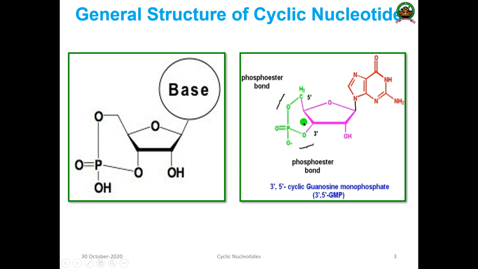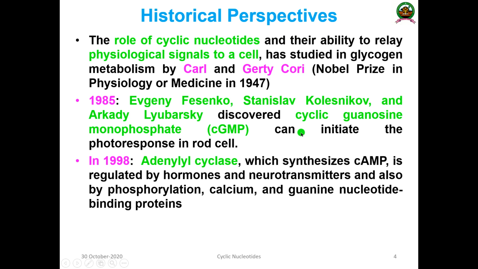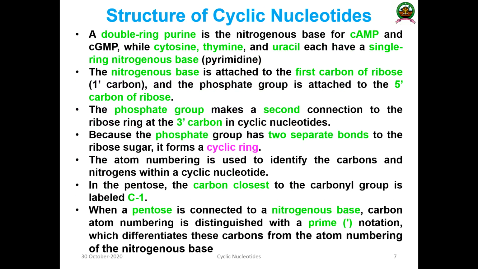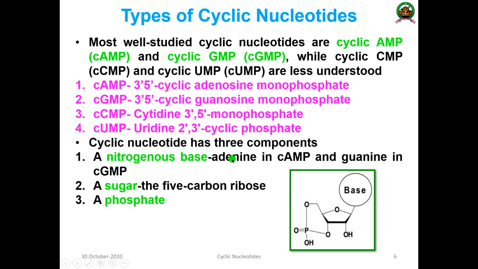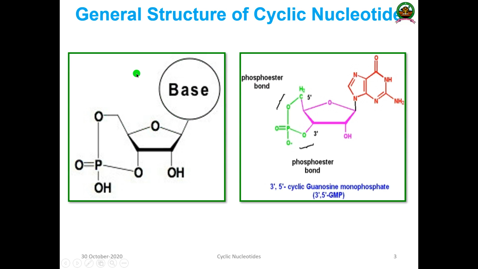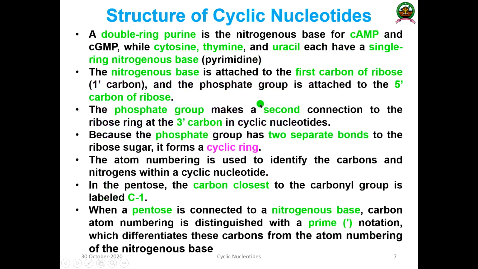That two side main OH, you will be having the bond, then it will be having two bond formation. That is what I told. The phosphate group makes a second connection to the ribose ring at the 3' carbon in a cyclic nucleotide, and because the phosphate group has two separate bonds to the ribose sugar, it forms a cyclic ring. Due to this bond and this bond, it forms a cyclic ring. So that is another important aspect.